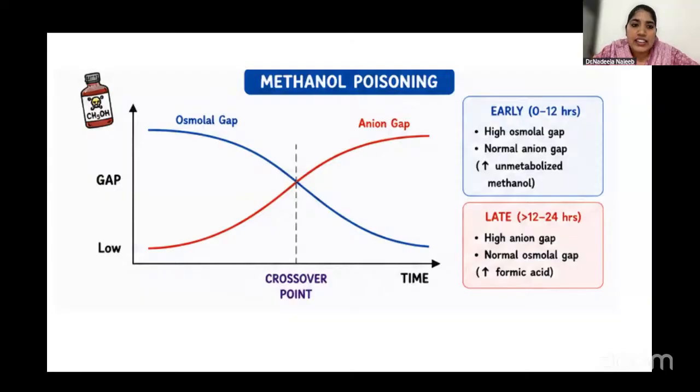So in the early phases, you have a high osmolar gap with a low anion gap. In the later phases, you have a high anion gap with a low osmolar gap. Is this concept thorough? I hope everybody has understood. This is the mainstay of diagnosis for all toxic alcohol ingestion. The point at which this crossover occurs is the crossover point. The very favorite viva question for all the exams. I hope you have understood osmolar gap and anion gap.